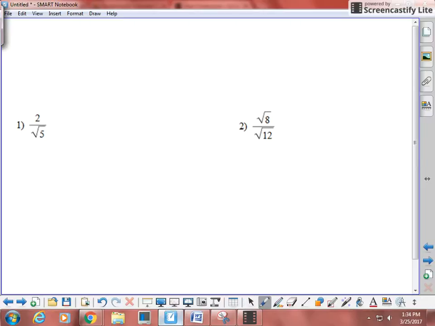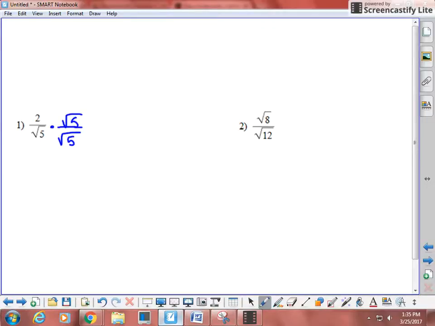So our last lesson with radicals, or square roots, has to do with rationalizing the denominator. You can't have a square root in the denominator for an answer, just like you couldn't have a fraction or anything else. So we have to get rid of it. To do that, we multiply the top and the bottom by whatever square root is in the bottom. 5 was in the bottom, so we multiply by the square root of 5.